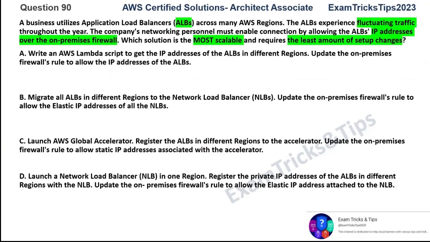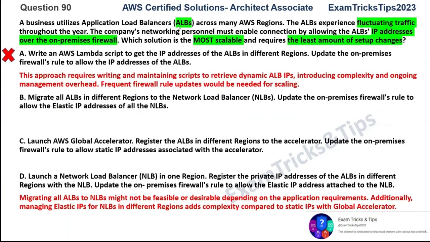I will skip C and move on to D because according to me, D is also wrong. D says let's launch an NLB in one region, register the private addresses of the LBs in different regions with the NLB, and update the on-premises firewall rules to allow the elastic IP address attached to the NLB. Now this is going to be a single point of failure with the central NLB. Registering private ALB IPs from various regions with a single NLB is also very complex, and firewall rules would still need updating, which means manual overhead there as well. So this solution will work, but again, it fails on the amount of setup changes. Operational overhead is pretty high on this. And that leaves us with option C.